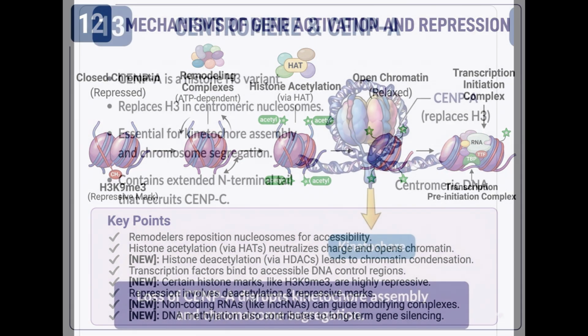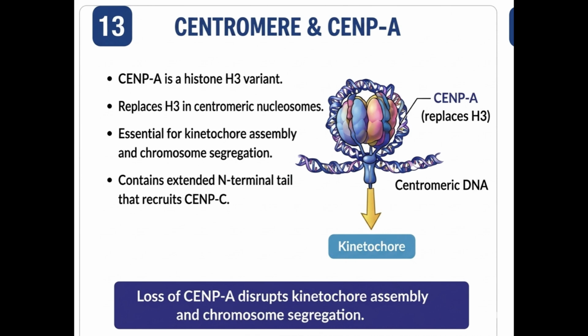Centromere and CENP-A. Centromeric chromatin contains a specialized histone H3 variant known as CENP-A. CENP-A replaces histone H3 within centromeric nucleosomes and is essential for kinetochore assembly. The kinetochore is a protein complex that mediates attachment of chromosomes to spindle fibers during mitosis.